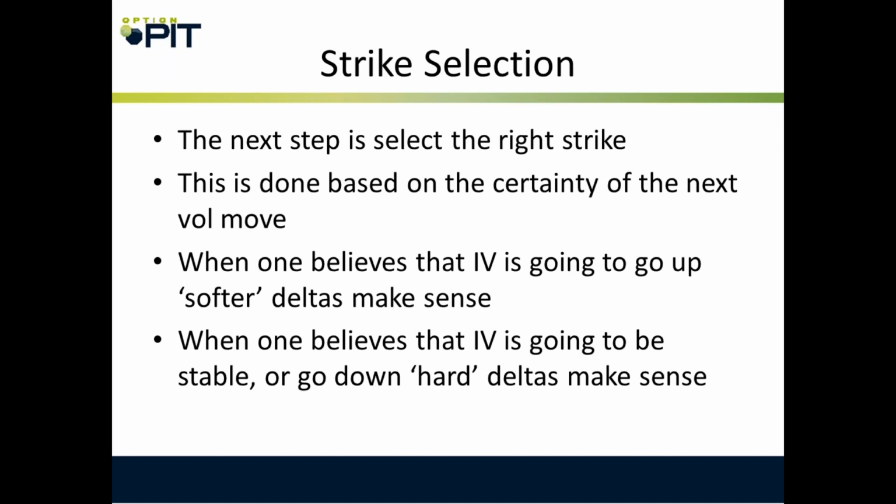Now, the next step is strike selection. And this is done based on the certainty of the next volatility move. So when you believe implied volatility is going to drop, you want softer deltas. Those are deltas that are sensitive to changes in implied volatility. When you believe that IV is going to be stable or go down and you're buying options, you want hard deltas. Those are deltas that are a little tougher.